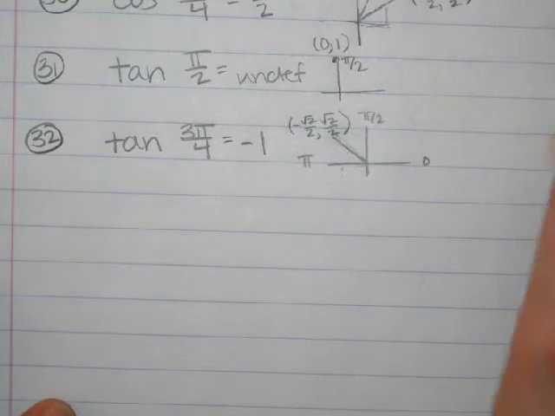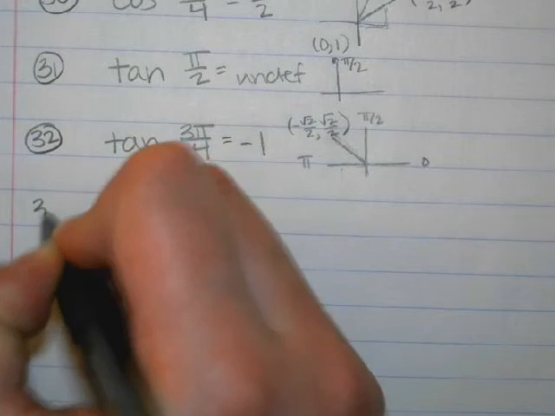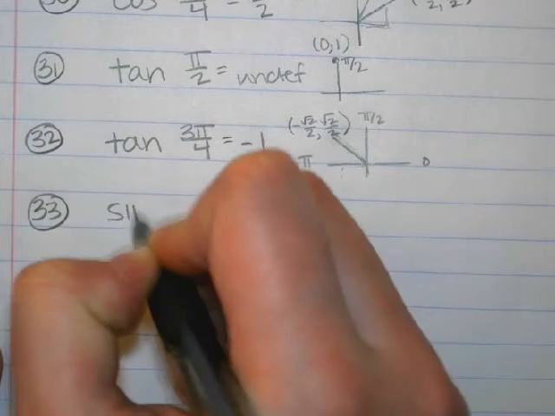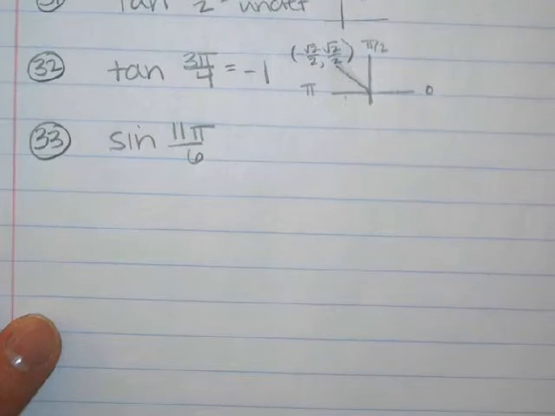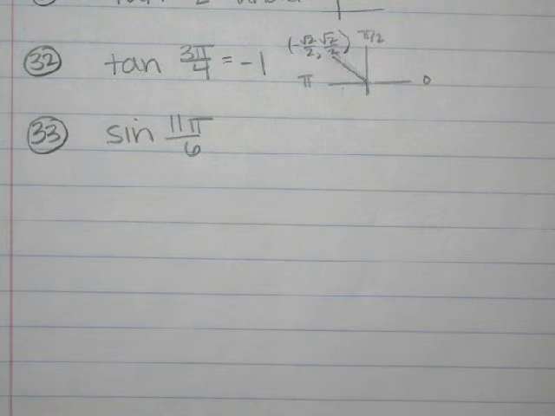Okay, you got to picture your fractions again. We're going to do sine of 11 pi over 6. You got to think of your fractions. Sine of 11 pi over 6.